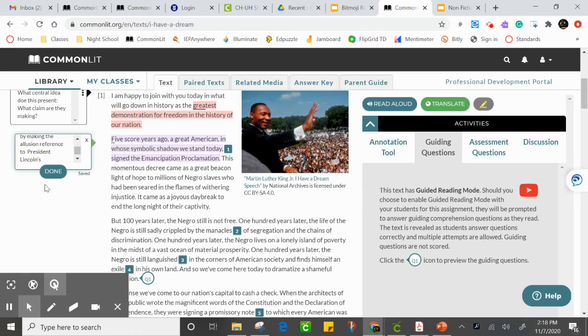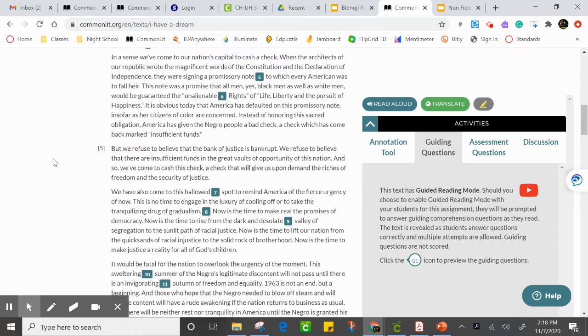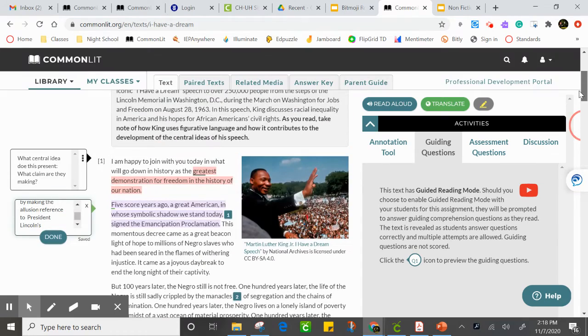All right, so President Lincoln's speech. Oops. Whoa, what happened there? Space bar, we went flying. Lincoln's. Right, so it's making reference to his speech at the end of the Civil War.